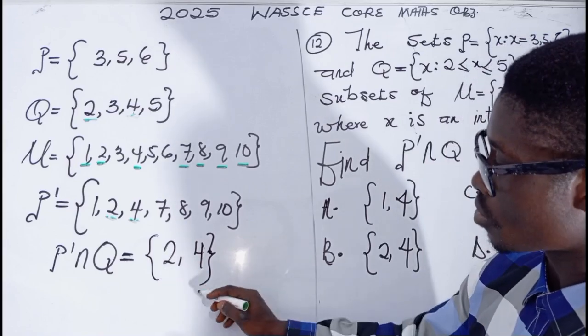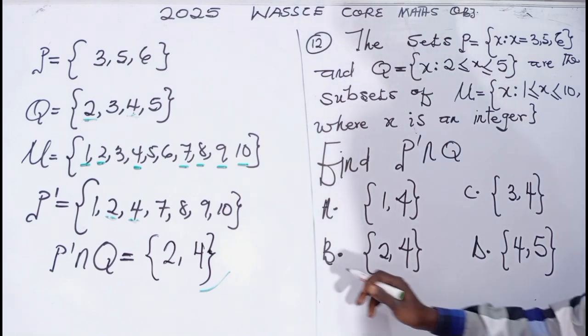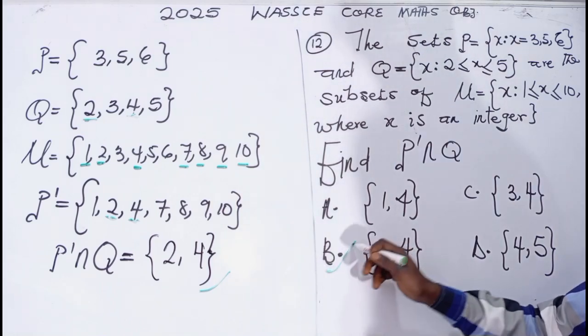Once we have this, we look through the possible answers to see which one has the elements 2 and 4. You can see that the right answer is B.